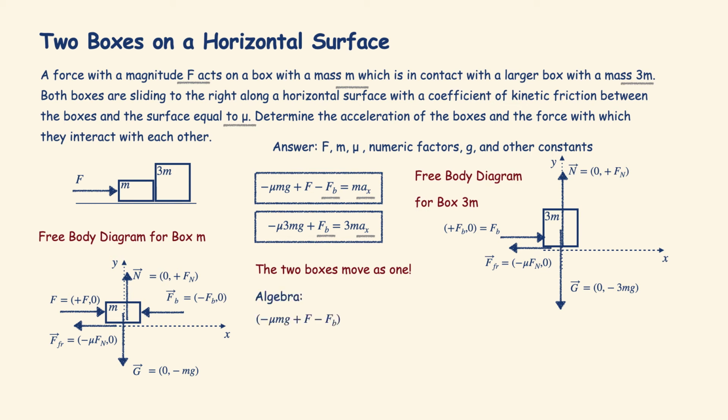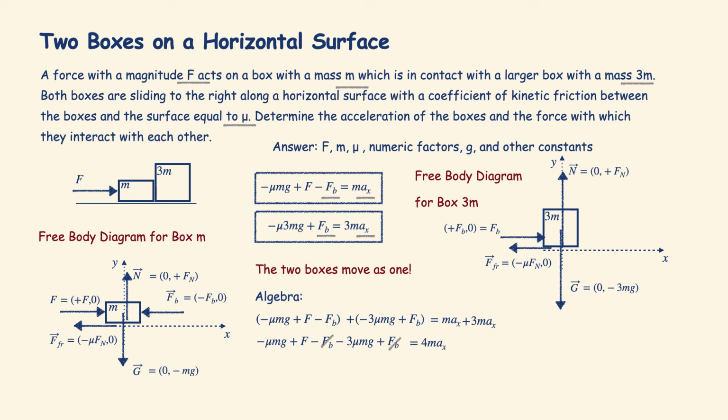I will take the left-hand side of the top equation, minus mu mg plus F minus Fb, and I will add to it the left-hand side of the second equation, minus mu 3mg. I shuffled the order of the symbols here, so I wrote it here as minus 3 mu mg plus Fb. I will set up equal, and on the right-hand side, I'm going to add the right-hand side from the first equation to the right-hand side of the second equation. Opening the parentheses and simplifying, we'll see that we have minus mu mg plus F minus Fb minus 3 mu mg plus Fb has to be equal to 4max.